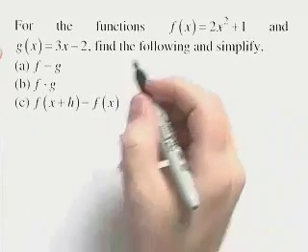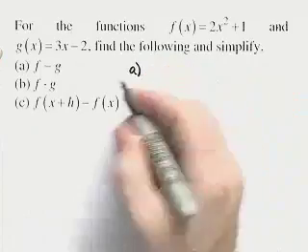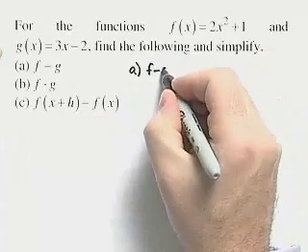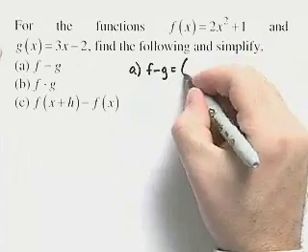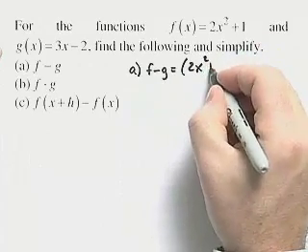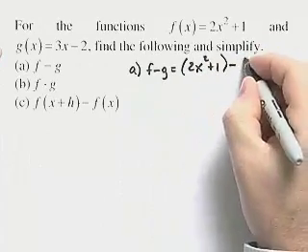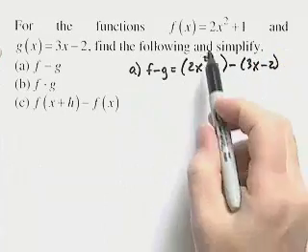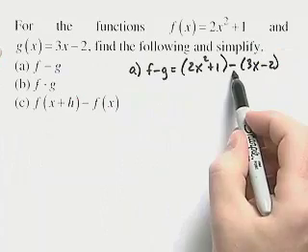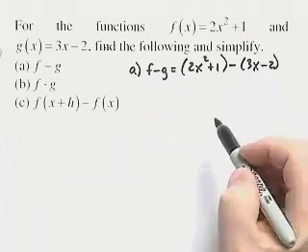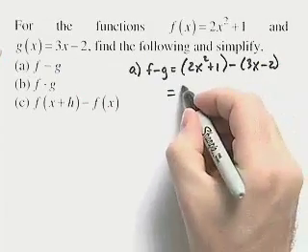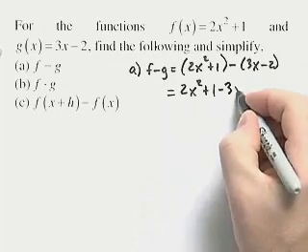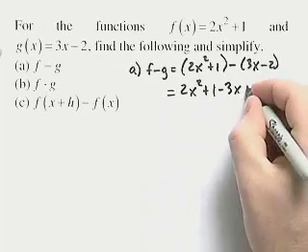So we'll start with part A. For f − g, we just need to subtract the two functions. So we'll write (2x² + 1) − (3x − 2). It's important to use parentheses when you write these functions down, especially if you're doing subtraction, so that you remember to distribute the minus sign. So we'll get 2x² + 1 − 3x, and then minus a negative 2, which will be plus 2.